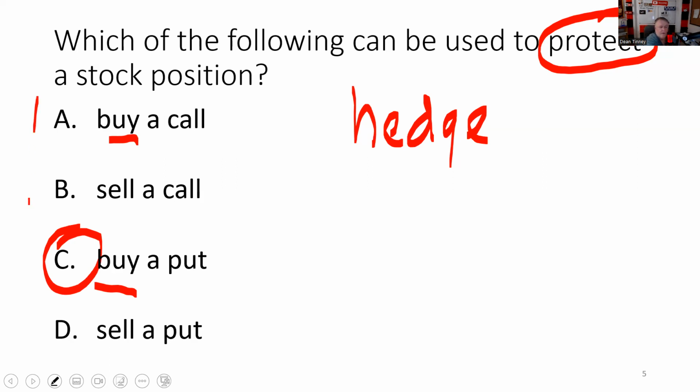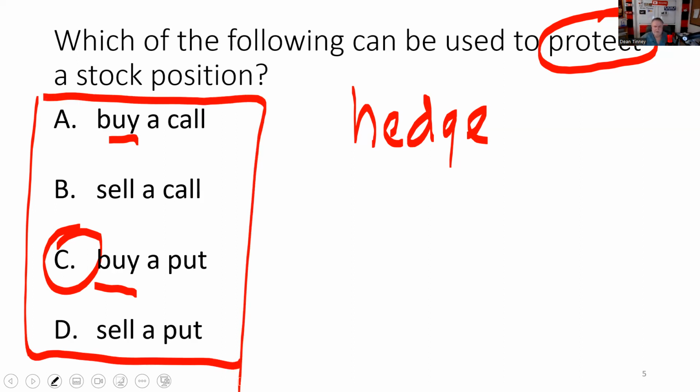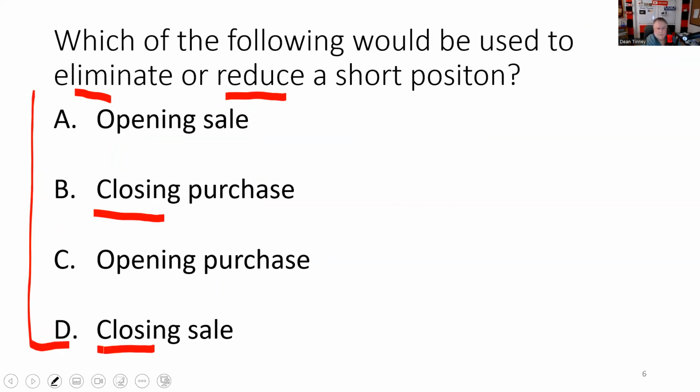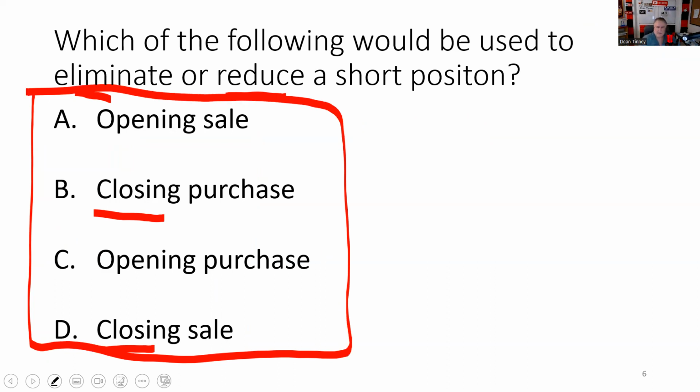Again, the most important thing from this exercise that I'm trying to accomplish with you is get you comfortable with those answer sets. Remember, 2 types of contracts, calls and puts. You can either buy them or sell them. So we have 4 basic option positions. Which of the following would be used to eliminate or reduce a short position? So eliminate or reduce, I know it's going to be one of these. Again, I'm trying to get you comfortable with this answer set. And it depends on what I'm trying to offset.